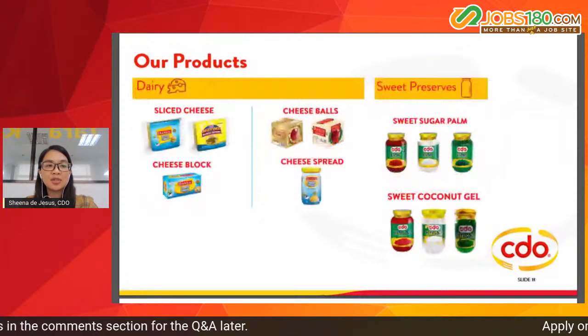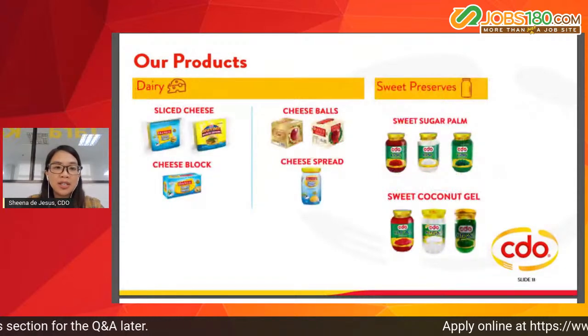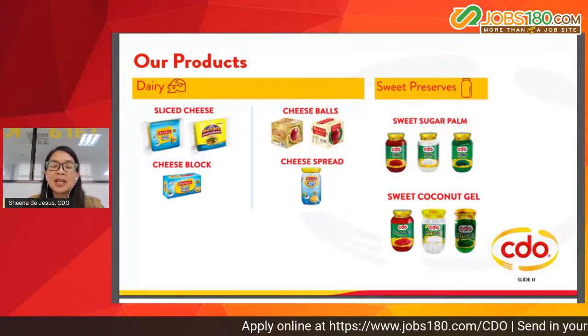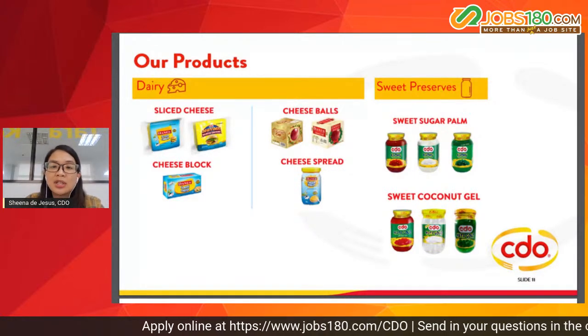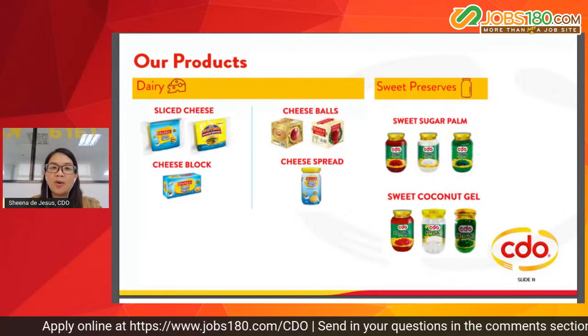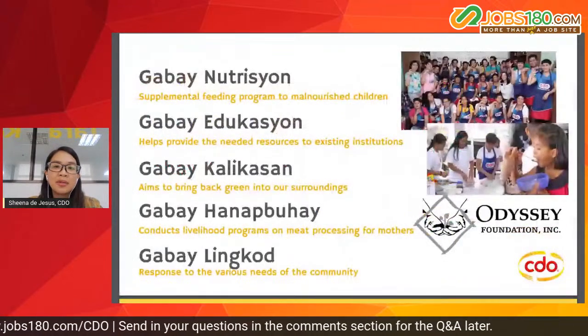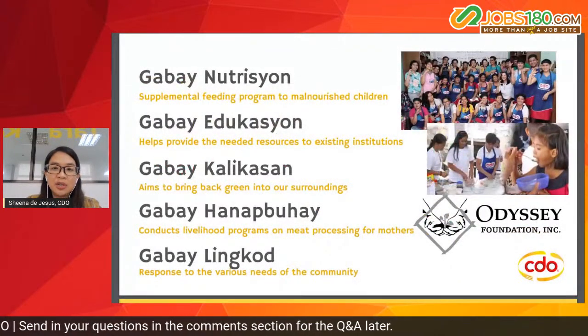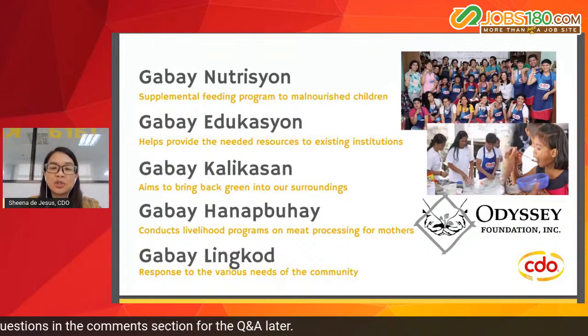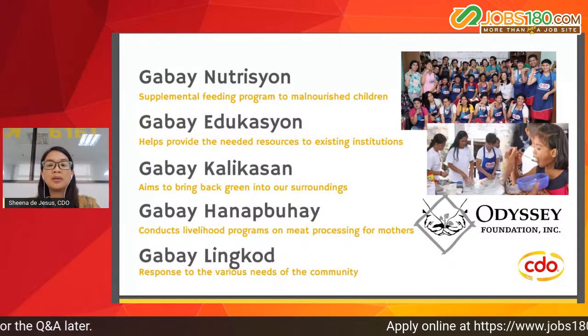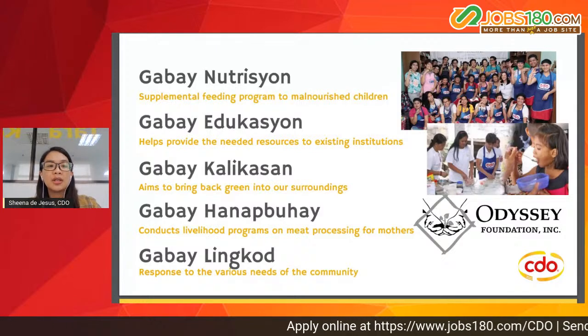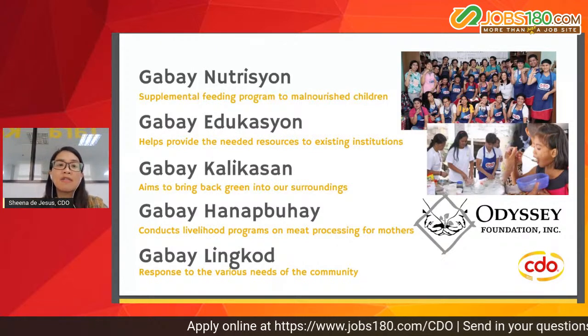Some of our products as well would be our dairy products: sliced cheese, cheese block, cheese balls, cheese spread. We also have sweet preserves, nata de coco, and kaong. Aside from the products that I have shared, we also have a nonprofit organization, which is what we call Odyssey Foundation Incorporated. The foundation has 5 pillars.